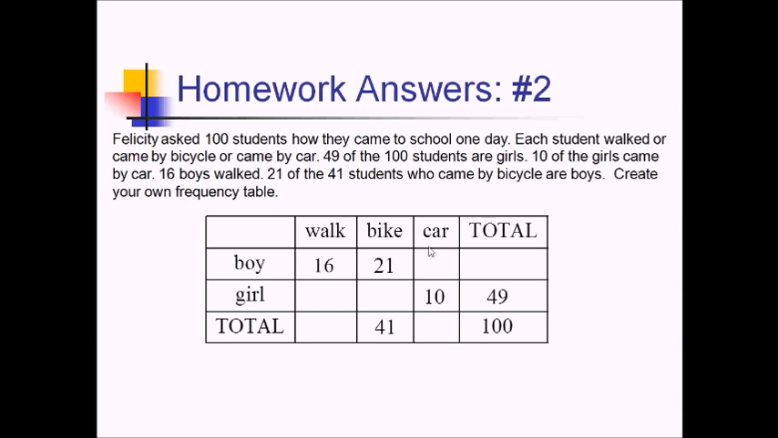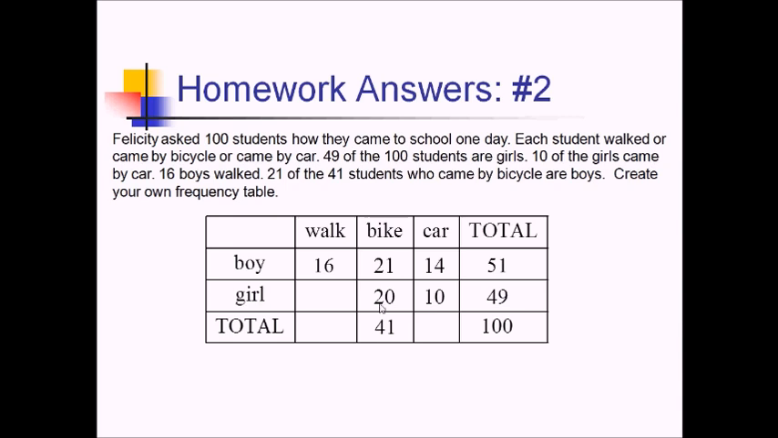Okay, so I don't have enough information for this cell right here, but I know that if there's 49 girls, there must be 51 boys to get to 100. And now we've already used up 37 boys in terms of walking and biking, so that means there must be 14 left over to take the car. We don't have enough to know how many girls walked, but we can figure out how many girls took a bike. That was 41 minus 21, so 20.